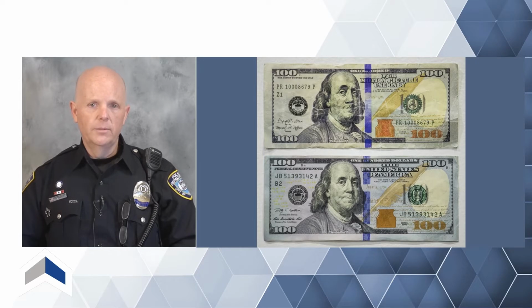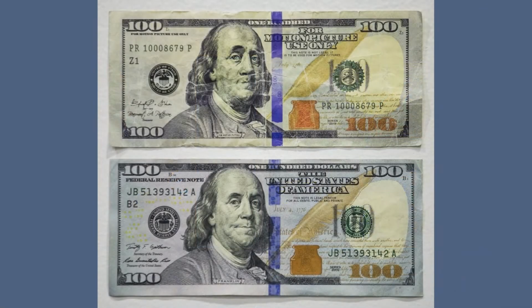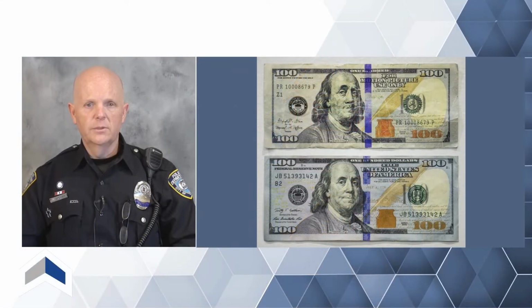Here's an example of a $100 note. You can see the top note is the one that says "for motion picture use only," and it has a bunch of other writing on there indicating that it's not real. But if you're in a high volume cash business, you can see where it would be pretty easy to overlook. So if you're in that cash business, train your employees to look for this. Like I say, this is probably the one that we see the most.